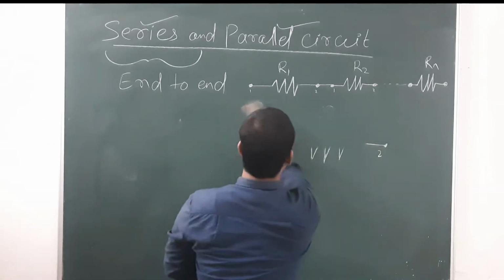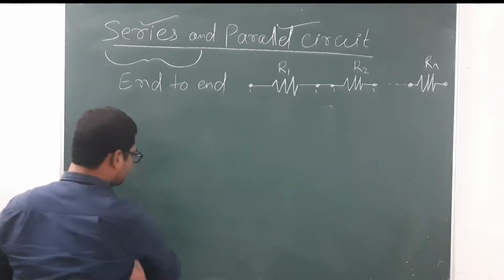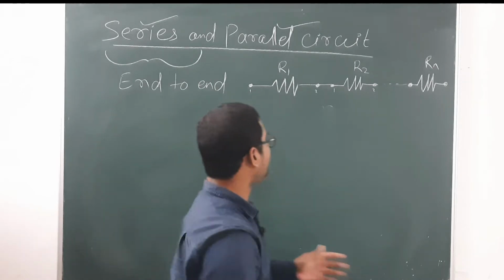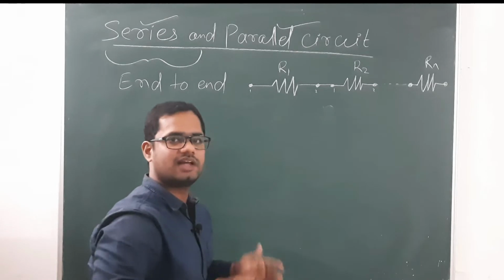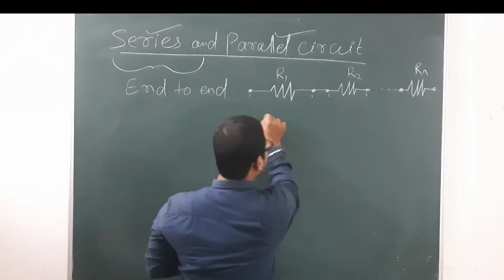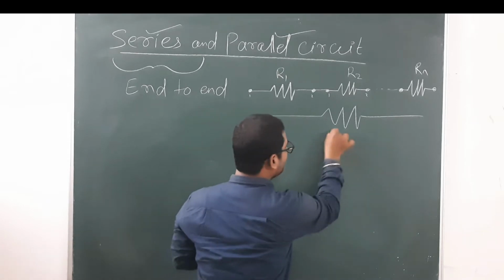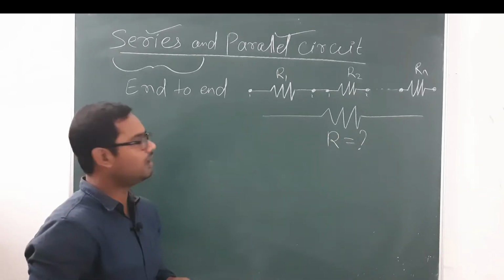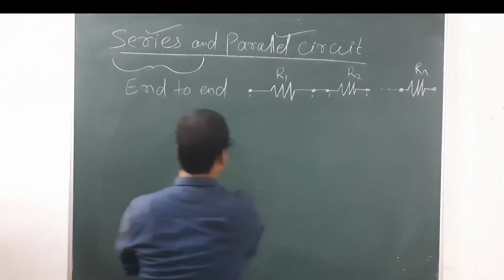Now I want to find out the total resistance. If I connect a number of resistors here, I want to express them as a single resistor. So what will be the value of R? For that, I want to draw the circuit again.